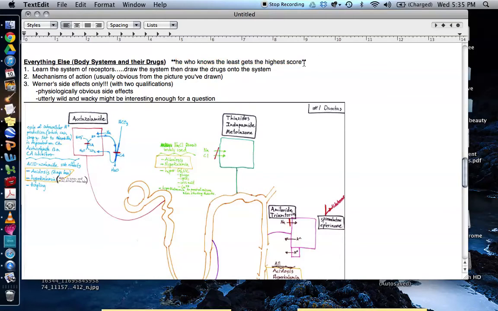So, out of practicality, I said, okay, I'm only going to learn as many side effects as I can learn this time, so I only learned the ones that were on Werner's list, and I stuck with that for the rest of the year, and it was fine. I high passed Pharm.